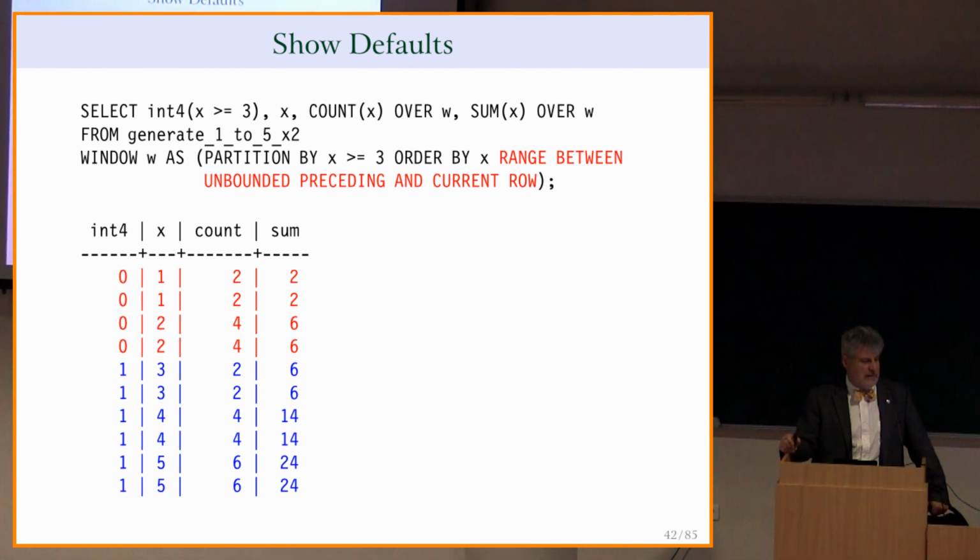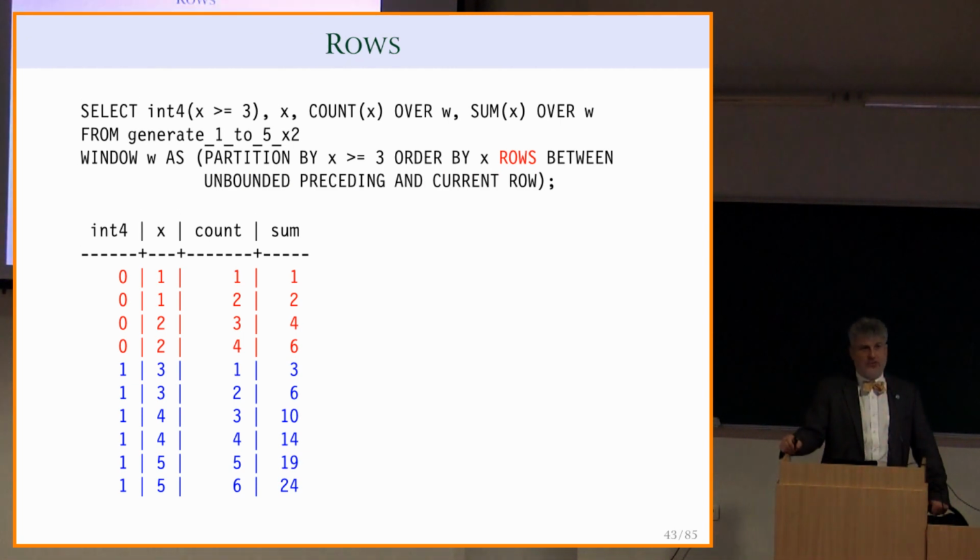If I switch, and this is what it is with defaults, again, each row sees its own peers. And if I switch into rows mode, you can see I'm going back and forth here. This is range mode, that's rows mode. Because of course rows mode is not going to count the peers, current row is literally going to be the current row. That's 1, 2, 3, 4, and as you'll notice the second partition starts from 1 again. So the queries never span partitions.